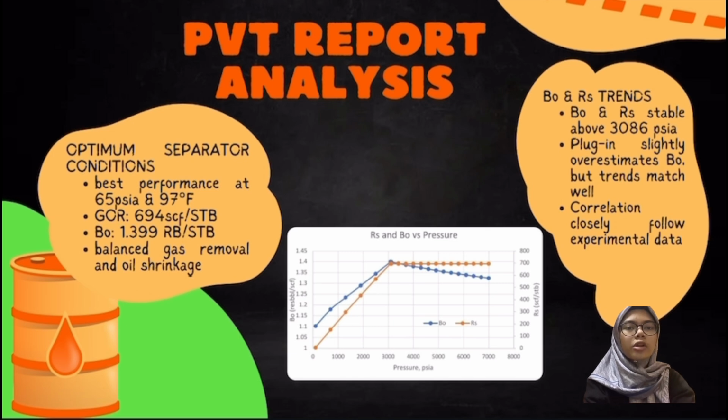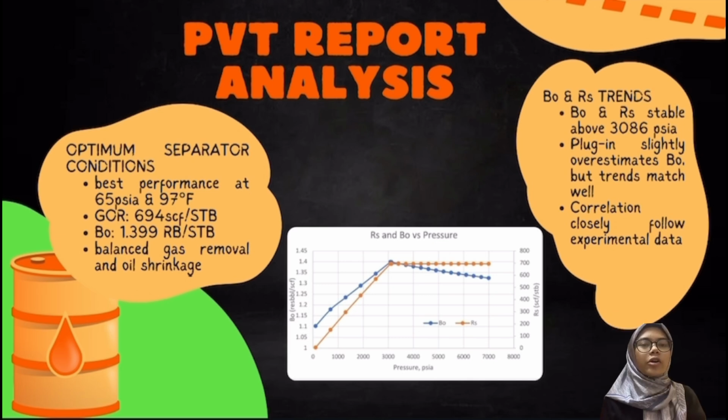RS at pressures below the bubble point: gas starts evolving from the oil. RS is calculated using DL and separator test data. RS decreases with pressure as more gas comes out of solution. RS is obtained by this equation.